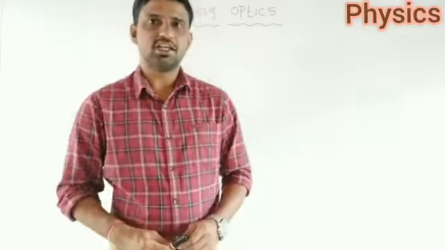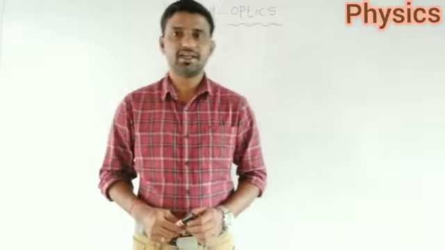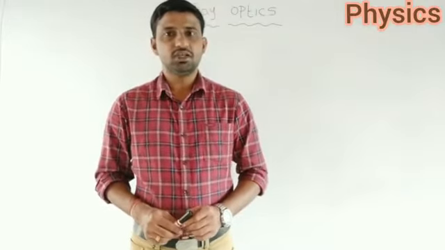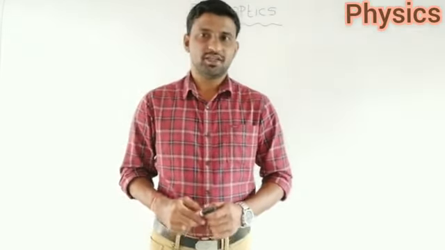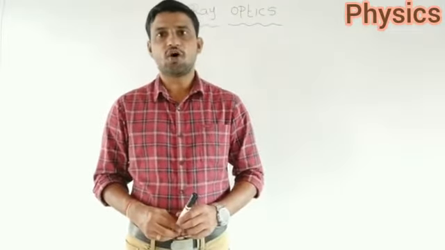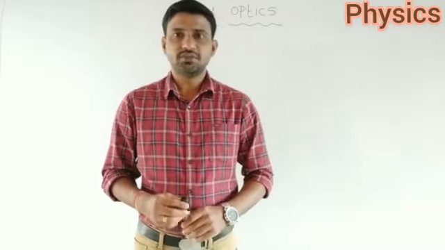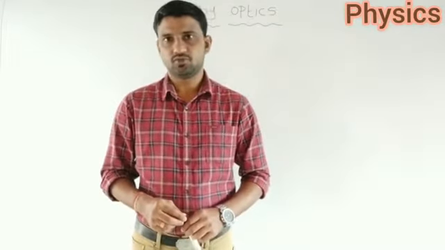Hello dear students, in the previous video we learned about spherical mirrors. We know that there are two types of mirrors: a concave mirror and a convex mirror. Suppose I place an object in front of the mirror, I will get the image of that object because of reflection.